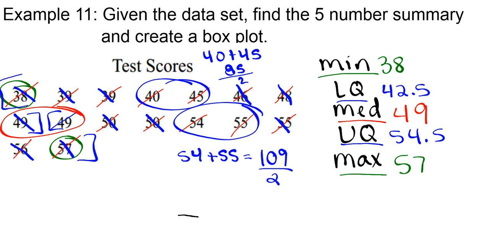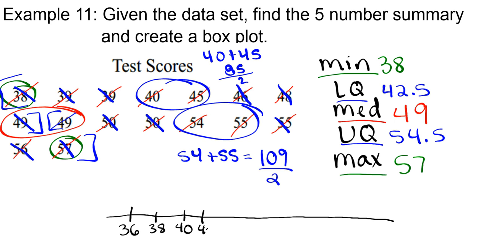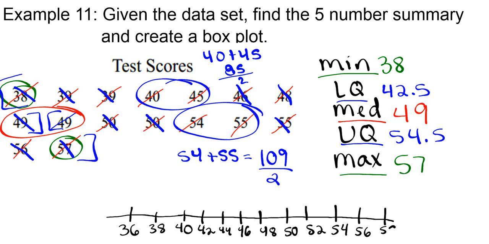The next thing we're going to do is build our box plot. We need to start at a number, this is going to be interesting with how we have to count. So I'm going to go ahead and count by 2. And I'm going to start at 36. So 38, 40, 42, 44, 46, 48, 50, 52, 54, 56, and 58. And that's going to cover all of the points that I need to get to.